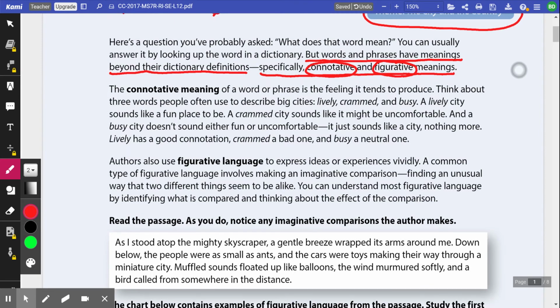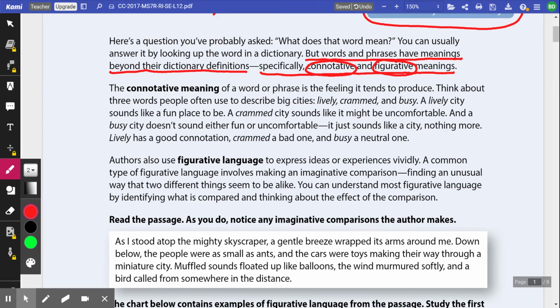So, let's look at this paragraph next about connotative meaning. So, the connotative meaning of a word or phrase is the feeling it tends to produce. So, it's the feeling behind the word. So think about three words people often use to describe big cities: lively, crammed, and busy. A lively city sounds like a fun place, right? It's where you want to be. A crammed city sounds like it might be uncomfortable. If it's crammed, you might feel claustrophobic. You don't want to be there.